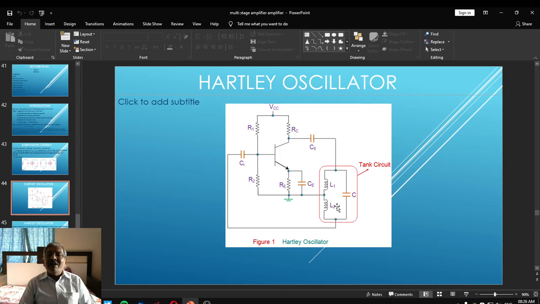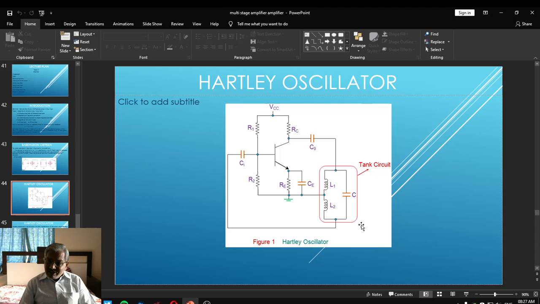In parallel to that, a capacitor C is connected that forms the tank circuit, and we know how tank circuit works and how oscillations are generated in the tank circuit, which I already studied in the last period. Friends, this is the construction of the Hartley oscillator.